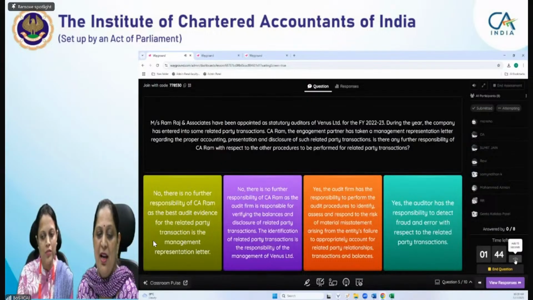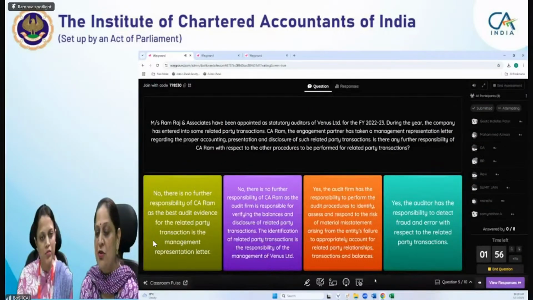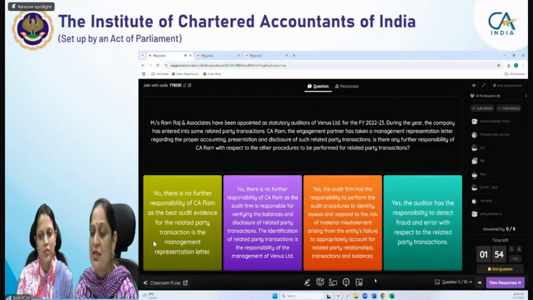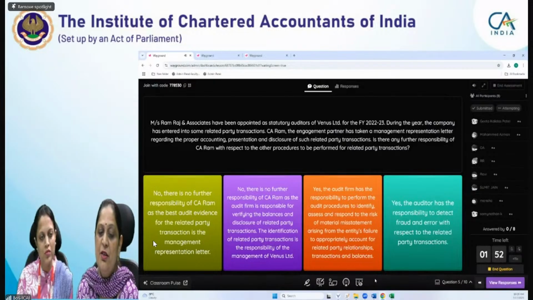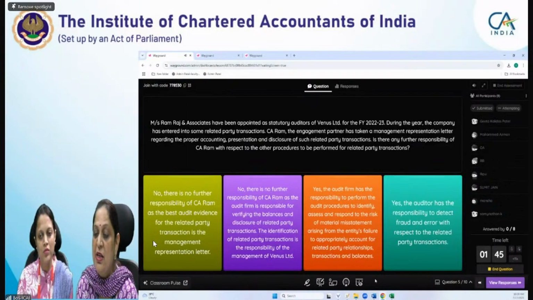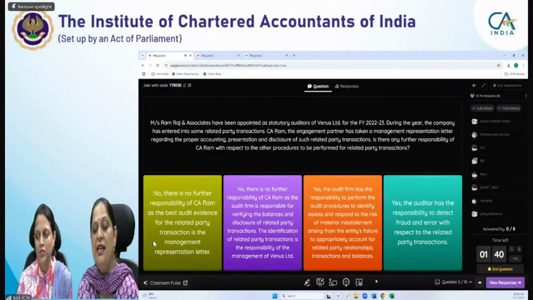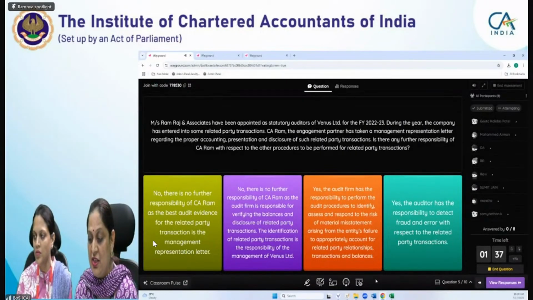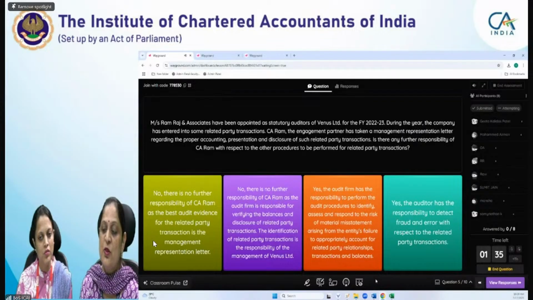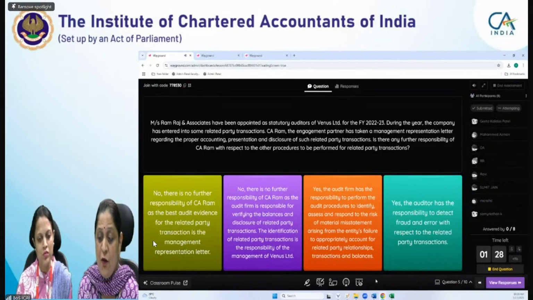Mr. Ram, Raj and Associates have been appointed as statutory auditor of Venus Limited. During the year the company has entered into some related party transactions. Now SA 550 is in the picture. CA Ram, the engagement partner, has taken a management representation letter regarding the proper accounting, presentation and disclosure of such related party transactions. Is there any further responsibility of CA Ram with respect to other procedures to be performed for related party transactions? Now we have four options: two are no, and two are yes.